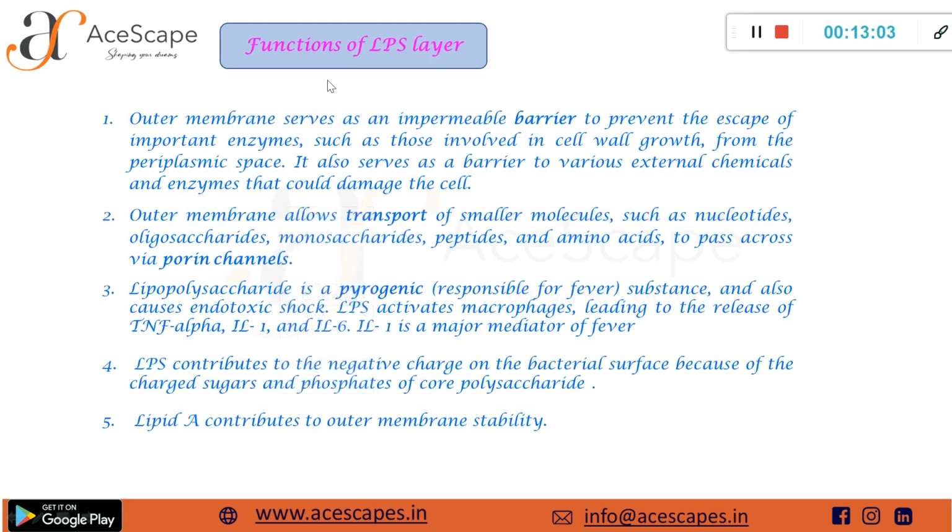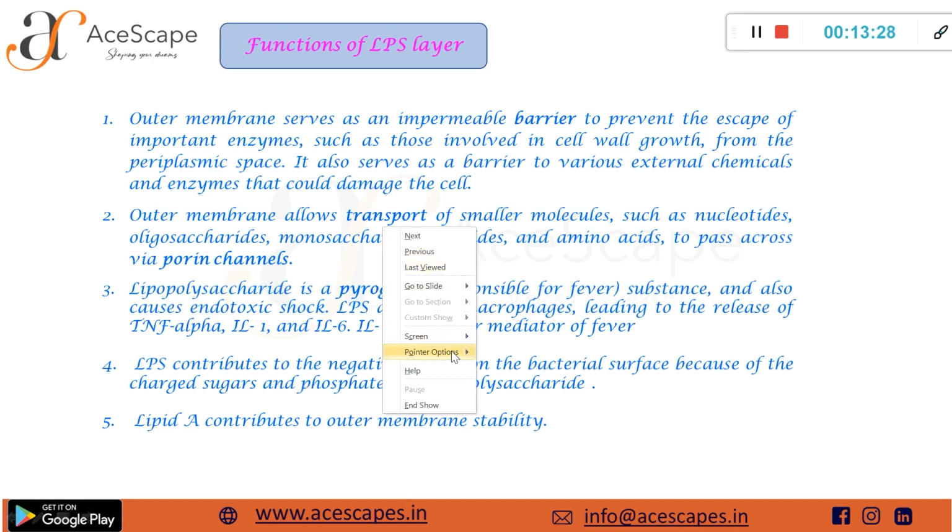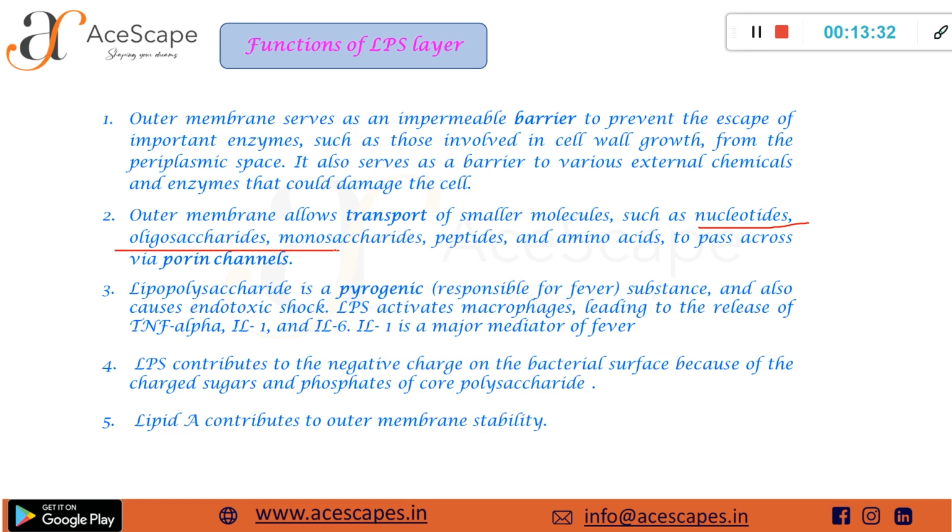Now we have the functions of LPS layer. The outer membrane serves as an impermeable barrier to prevent the escape of important enzymes such as those involved in the cell wall growth from the periplasmic space. It also serves as a barrier of various external chemicals and enzymes that could damage the cell. The outer membrane allows the transport of small molecules such as the nucleotides, oligosaccharides, monosaccharides, peptides and amino acids to pass across via the porin channels.